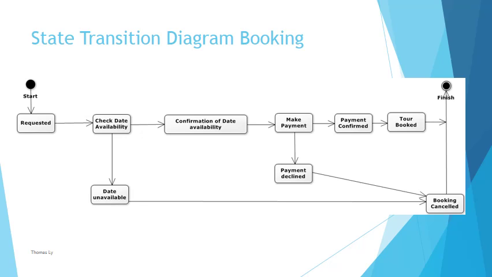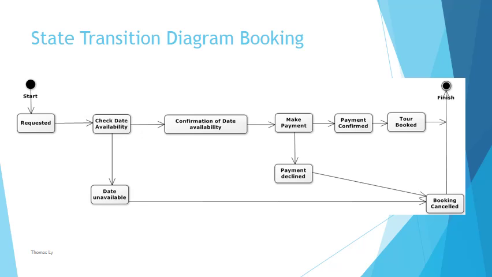This is a state transition diagram for booking. The state diagram describes all the states that could happen in an entity. It will show each step of the event and also the result at the end. For this one, it will start by a booking being requested. It would check date, and it could either go two ways: the confirmation of the date available or the date being unavailable. If you're going from the confirmation of date available, you would have to make the payment.